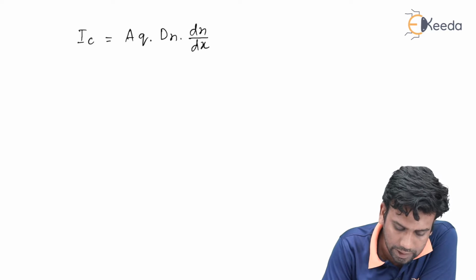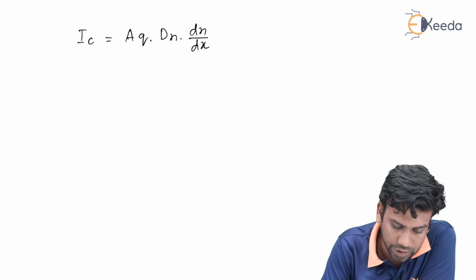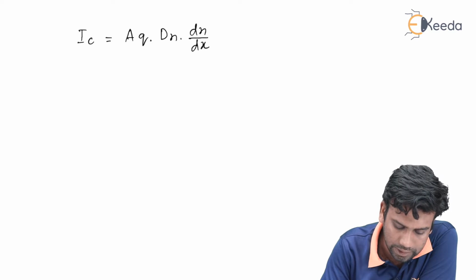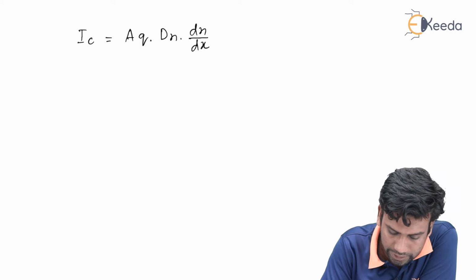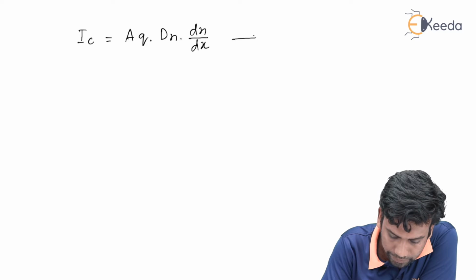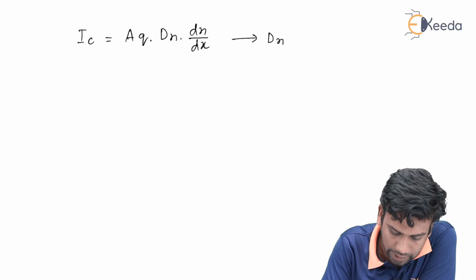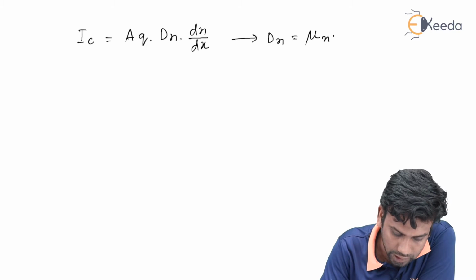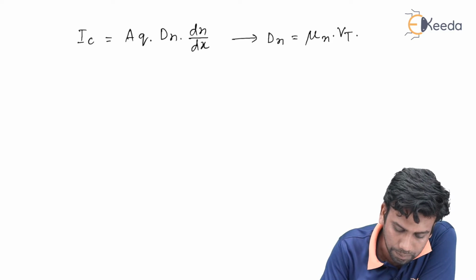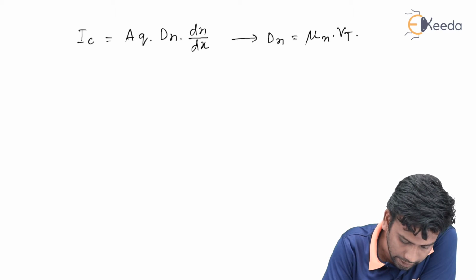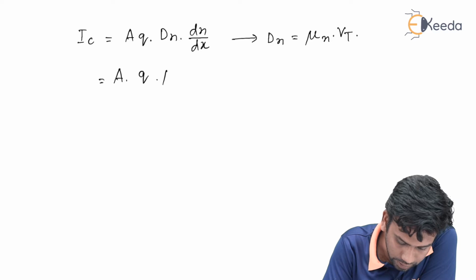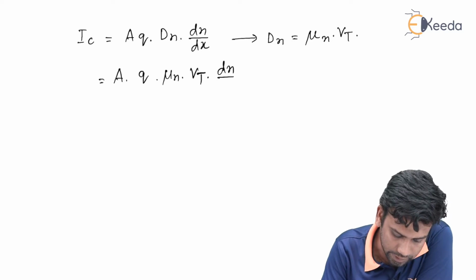So dN is the diffusion coefficient for the electrons inside the BJT, and this dN value from the Einstein equation we can write as mu n into Vt. So if I put the value of mu n here, I can say A into Q into mu n into Vt into dN by dx.